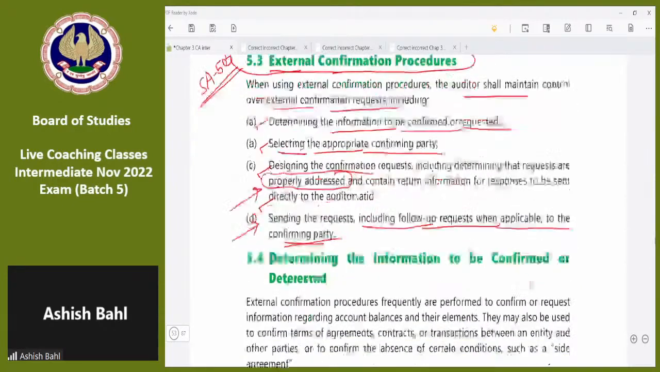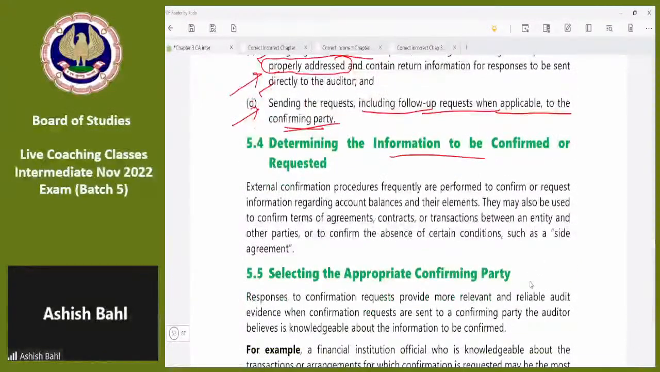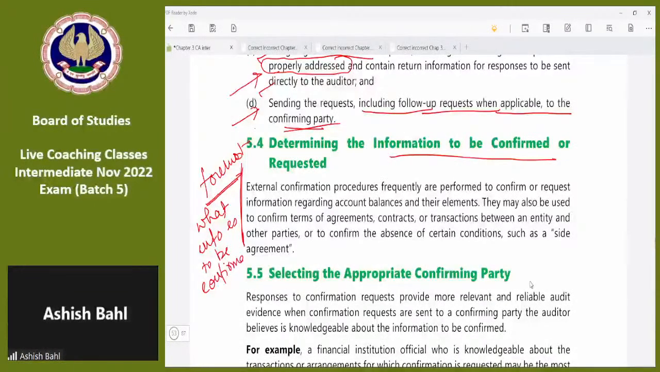So, determining the information to be confirmed. The first foremost thing is that you have to determine what information is to be confirmed. First the auditor has to be clear in mind. Now this may be related to some account balances or may be related to terms of agreements, contracts, transactions, or to confirm the absence of certain conditions such as a side agreement.